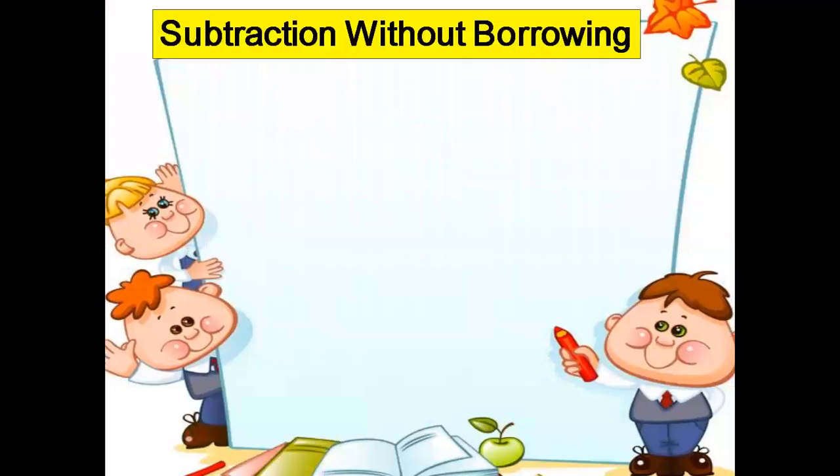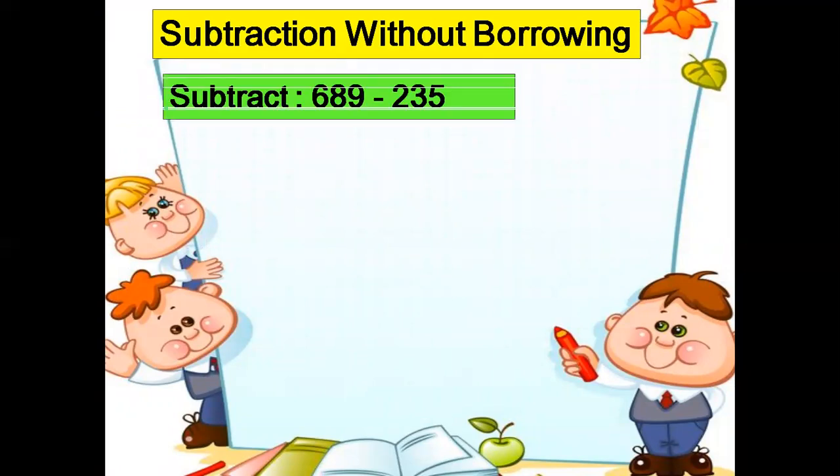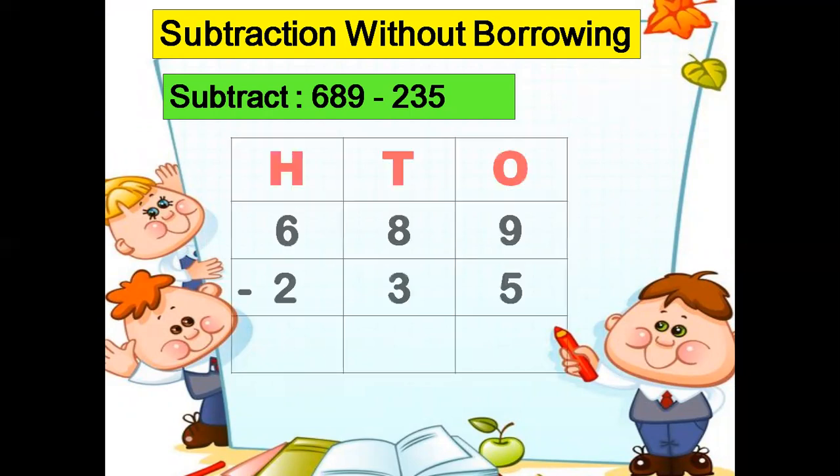Subtraction without borrowing. So, let us take an example. Subtract 235 from 689. Step 1. Putting the numbers in columns and then start subtracting ones from ones. 9 ones minus 5 ones. We get 4 ones.